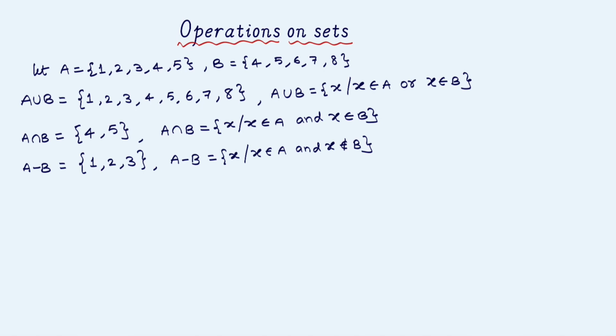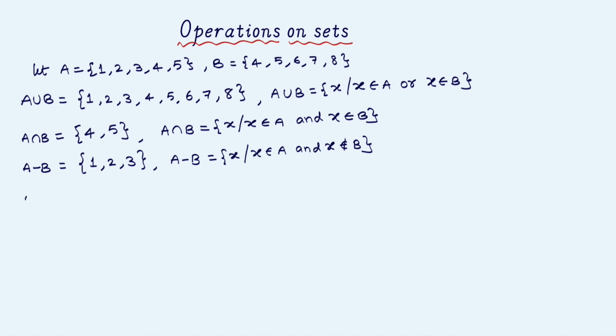In the previous case, A union B and B union A will be equal. That is, sets satisfy the commutative property under union. Even intersection also satisfies the commutative property. That is, A union B will be equal to B union A, and A intersection B will be equal to B intersection A.